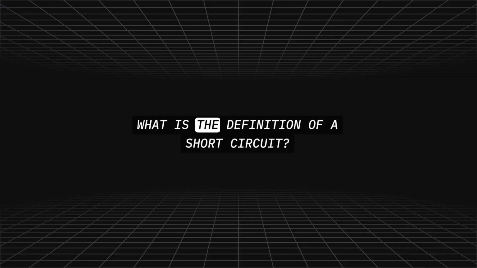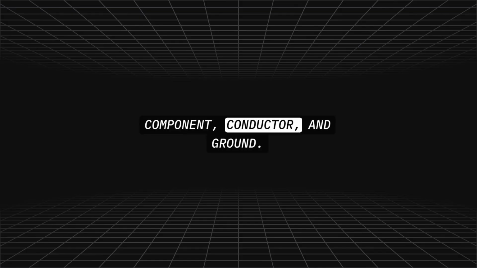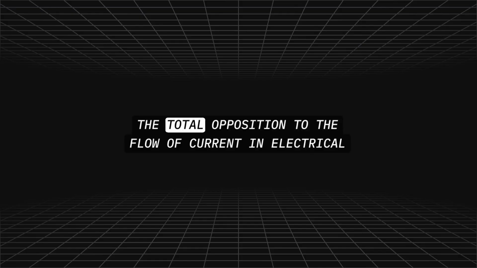What is the definition of a short circuit? An unintentionally low resistant path between a component, conductor, and ground. What is an example of an inductor in a magneto? The coil. What is impedance? The total opposition to the flow of current in an electrical circuit.